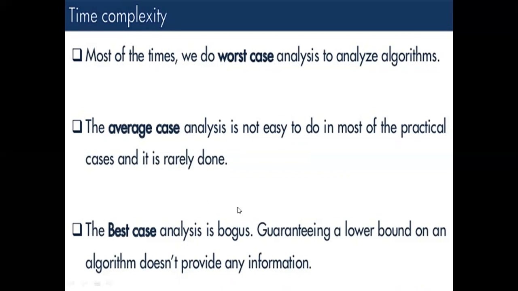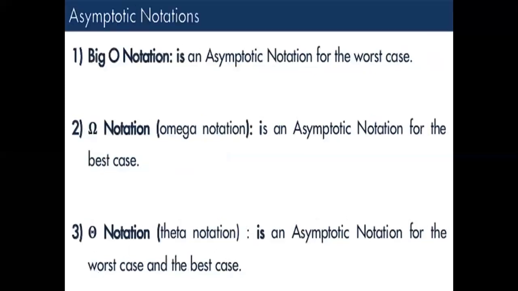The best case analysis is bogus because it is not always possible that we will get the number in the first position only. If you are searching, it is available in the first number only. Okay, because it is a very rare condition. In 100 cases, only 1 or 2 cases will be possible where we can get the wanted number in the first position. Okay, so that's why most of the times we do the worst case analysis of the algorithms.